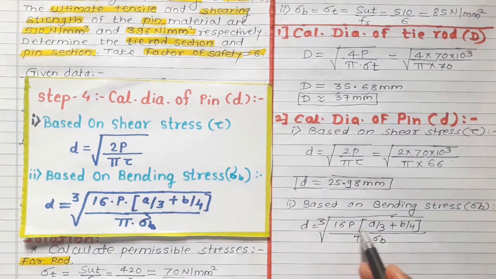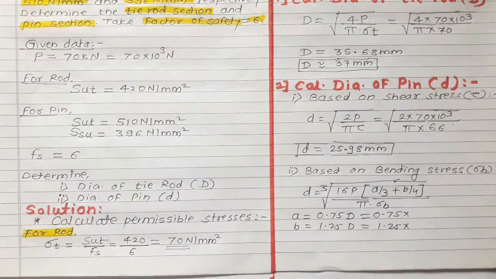So by putting the values of P, a, b and sigma b, we can calculate the diameter of the pin based on bending stress. Here the values of P and sigma b we know. We have calculated the permissible bending stress sigma b, and P is given, but a and b are not given in the problem. So first of all we have to calculate a and b, and then put their values here to get the diameter of the pin.